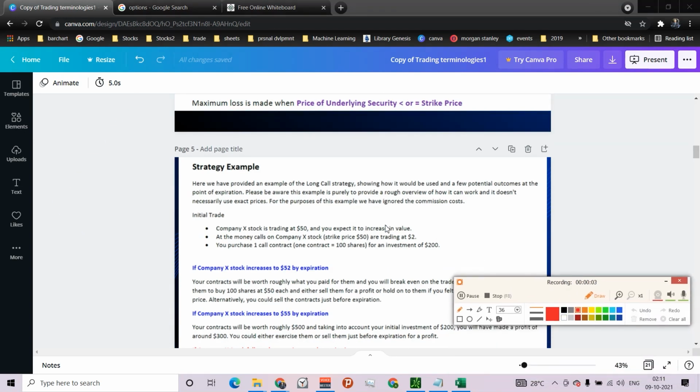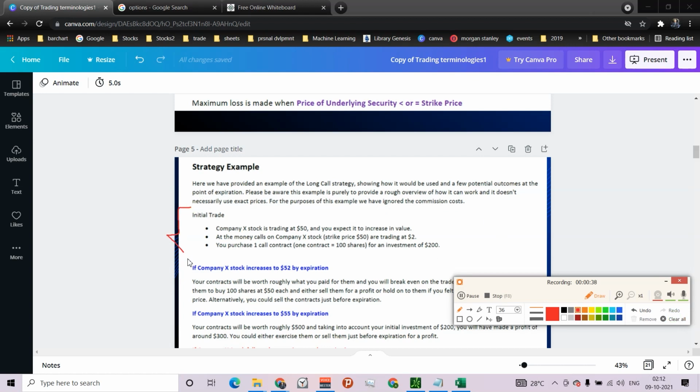Let us take an example to understand the long call strategy much better. As you can see here, these are the potential outcomes at the point of expiration. We will be showing what the outcomes of the call option strategy are. We won't necessarily be using the exact prices of these options, so we need to be aware of that, and we will be ignoring the commission cost.